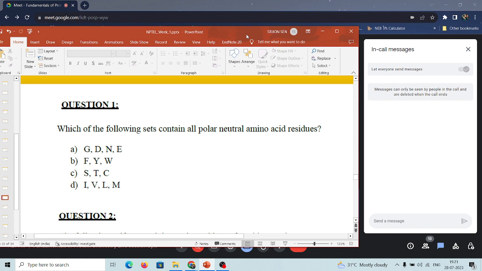So which of the following amino acids are polar as well as neutral? In option A we have glycine, aspartic acid, asparagine, glutamic acid. Then in B we have phenylalanine, tyrosine, and tryptophan. Then we have serine, cysteine, and threonine. And lastly, we have isoleucine, valine, leucine, and methionine.